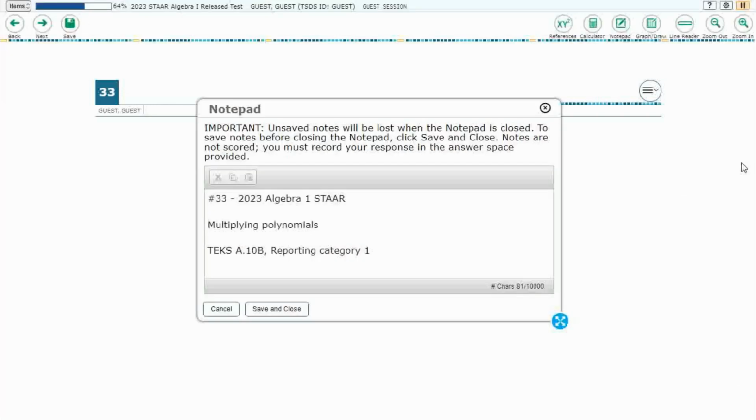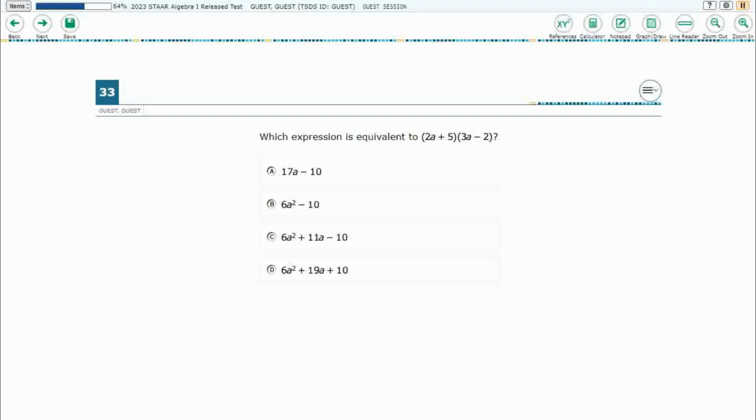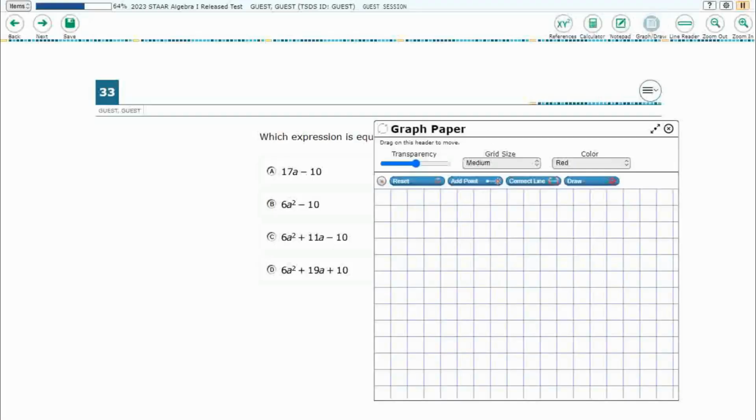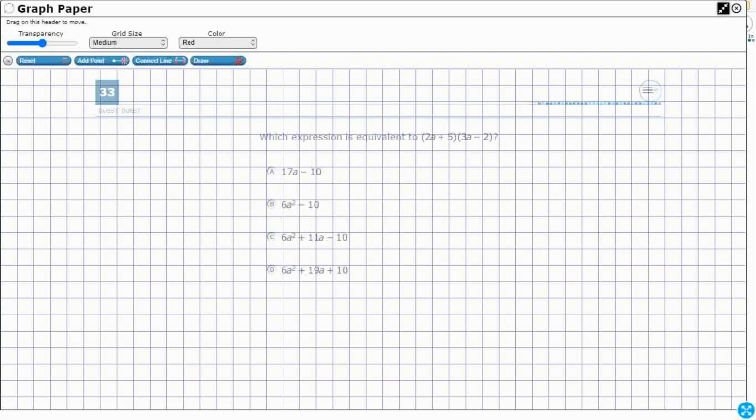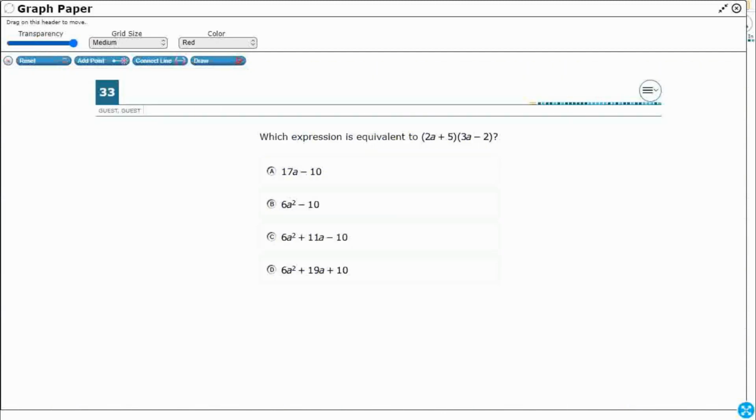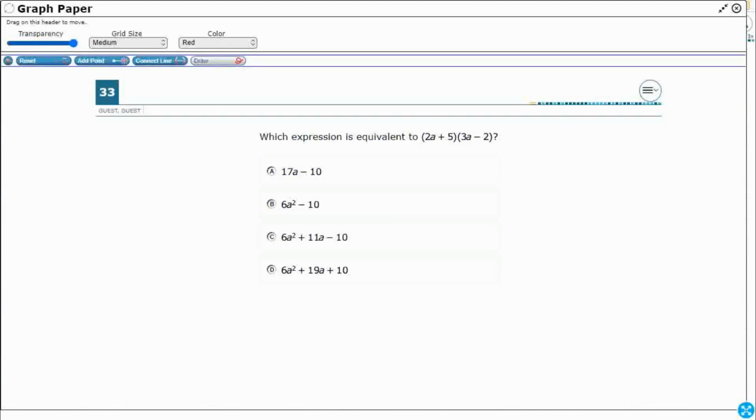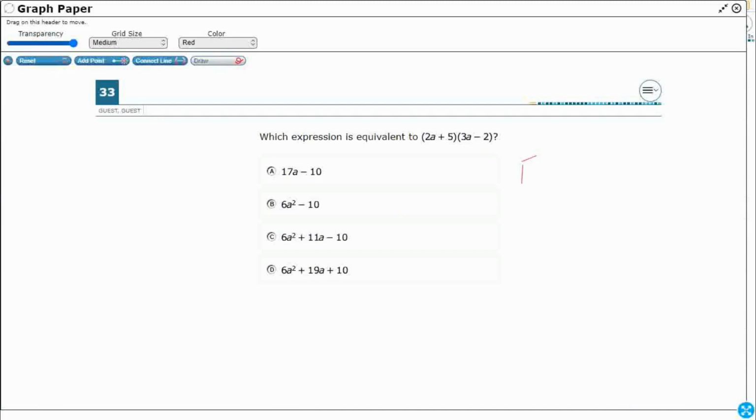So for number 33, we are multiplying polynomials. This is TEKS 8.10b in reporting category 1. Pretty straightforward. We've got 2 different binomials here, and we need to multiply them. Most of us will use FOIL. That is just an algorithm that we use based on our knowledge of the distributive property.